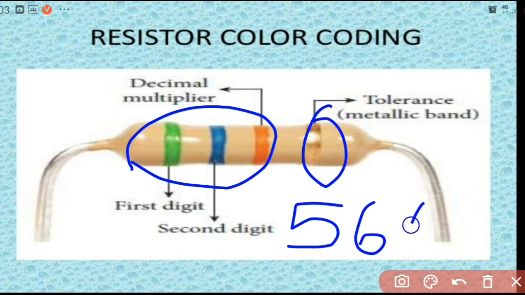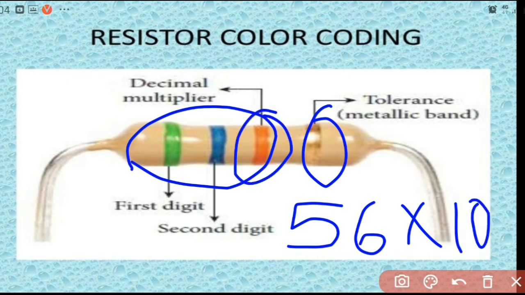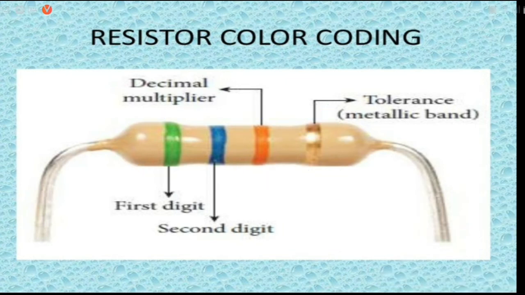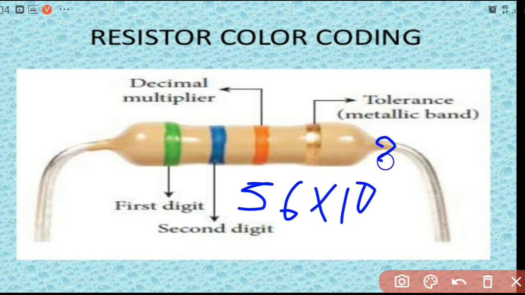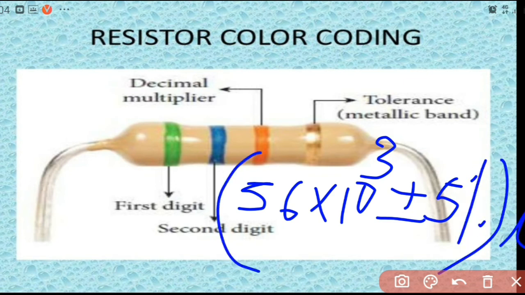Two significant figures into 10 to the power what? The third ring is orange in color. Orange stands for 3. So 10 raised to 3. This is the value of this particular resistance. With the tolerance, what is the tolerance? Gold, so plus or minus 5%. So when we write the resistance value, we write it as 56 into 10 raised to 3 plus or minus 5%. That much ohm is the answer. This is how we interpret the color coding of resistors.